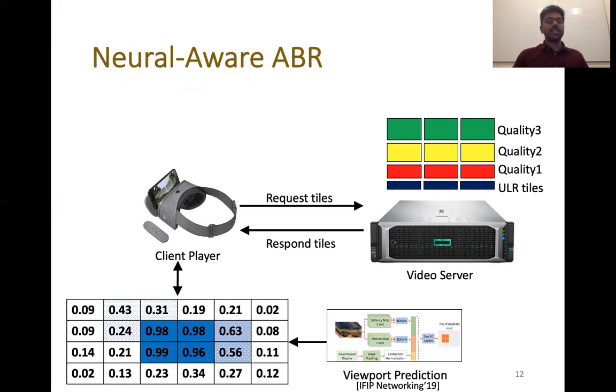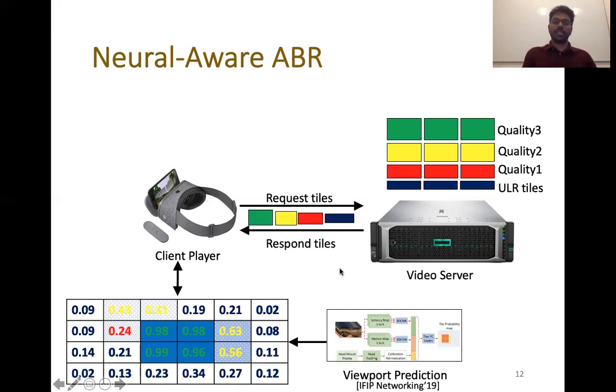Once we give this input tile probabilities, the client player takes the compute and network capacity and selects different tile qualities and asks the server for different tile qualities. And for the rest of the tiles, the server sends the ultra low resolution content.